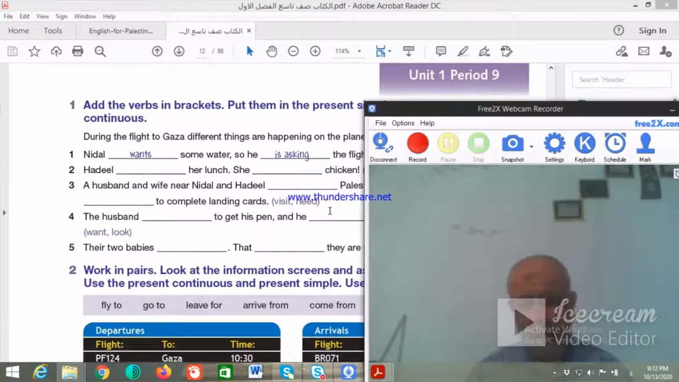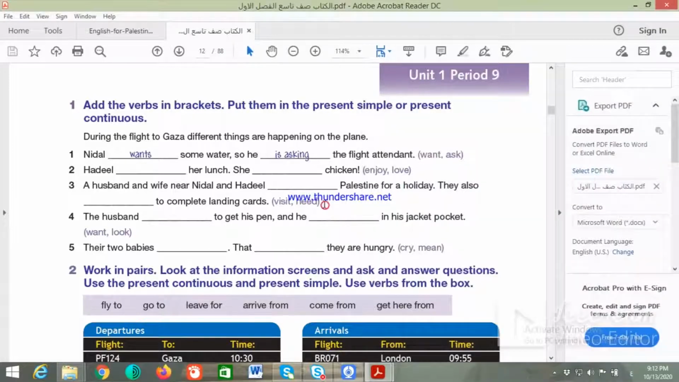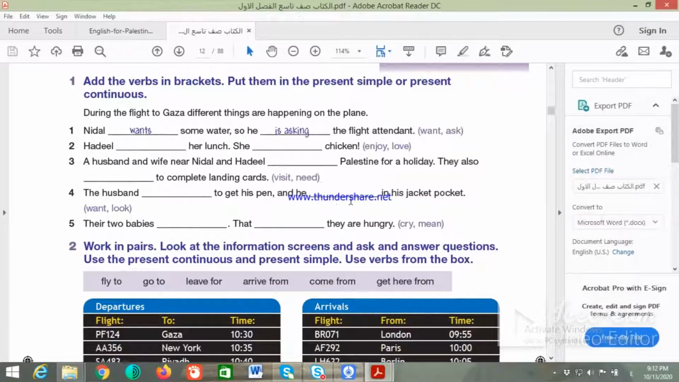Start. This is a practical period, and you should practice yourself well. Now, activity 1 is to add the verbs in brackets. Put them in the present simple or present continuous.